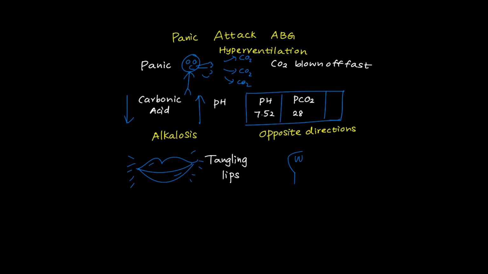Alkalosis lowers ionized calcium by pulling it onto albumin, which leaves less free calcium available for nerves and muscles. That is what produces the tingling around her lips and the carpal spasms in her hands.